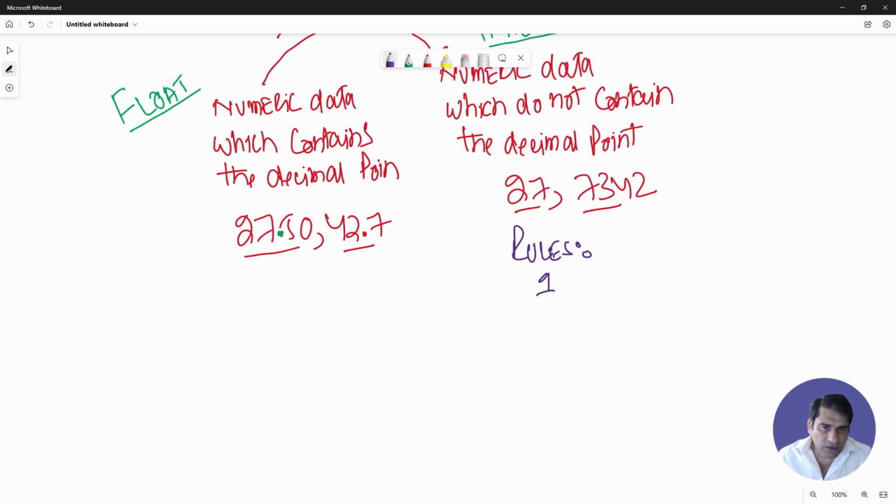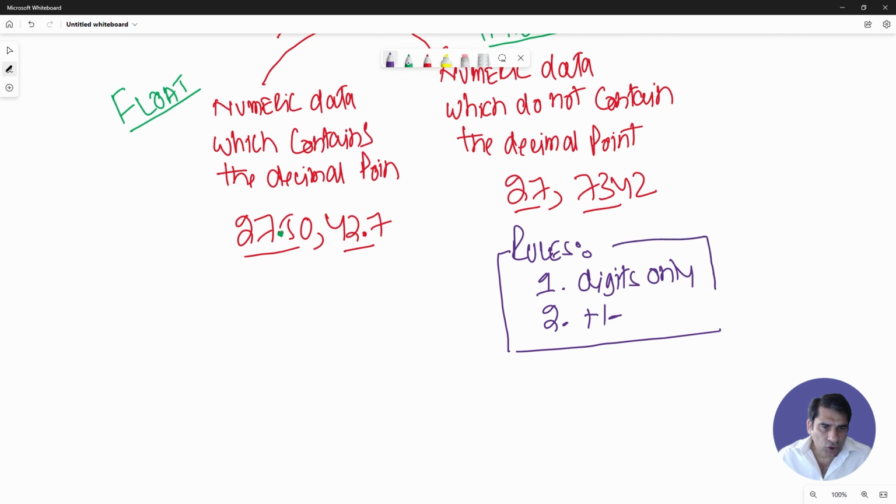For integer we have two rules. The first rule is digits only. The data can only contain the digits, and it can contain plus and minus sign. These are the only two rules which we have to follow. Whenever we are giving integer data, these are the rules. We cannot write anything other than digits and the plus and minus sign.